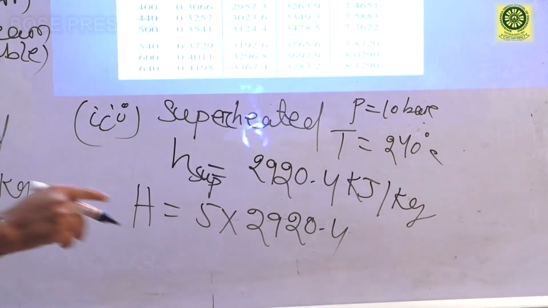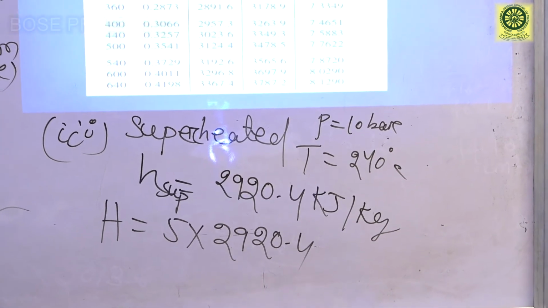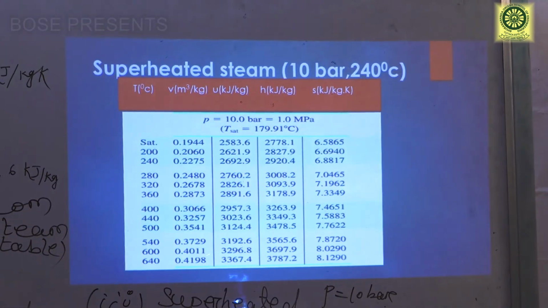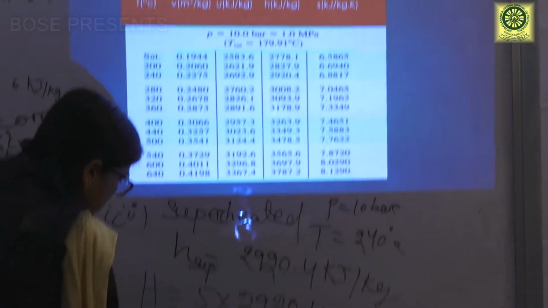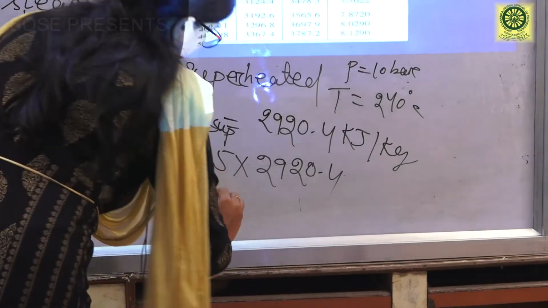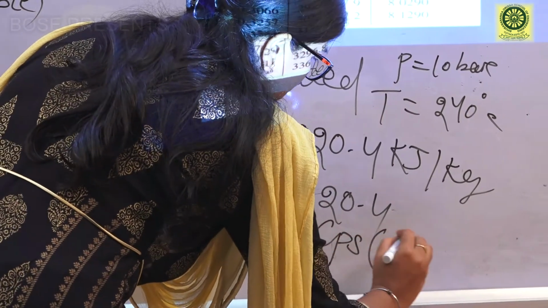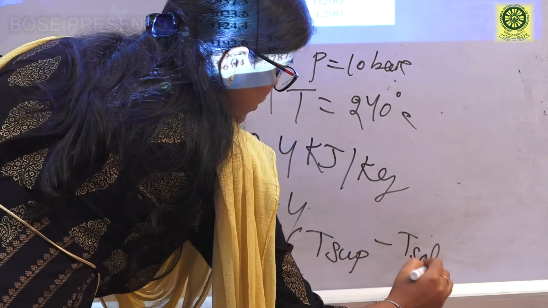For total enthalpy it will be 5 into 2920.4. Remember one thing, if you don't know how to use the steam table, then you also have one clue to find the value using only formulas. What you have already known: H superheat is equal to Hg plus Cps into T superheat minus T saturation.